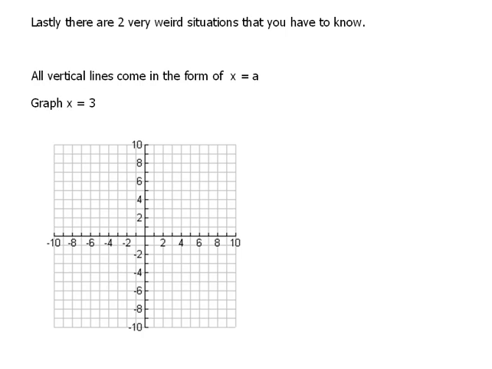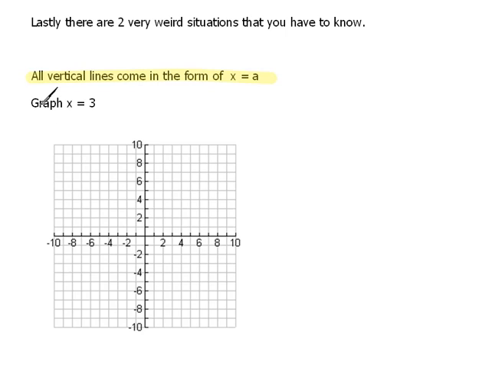All right, now there are two very interesting situations that we all need to be very, very aware of. In fact, if you will just memorize these next two forms and be able to spit them out anytime, then it's going to make things so much easier for you, I promise. The first of the weird situations is that all vertical lines come in the form of x equals some number. Okay, let's see why that is.